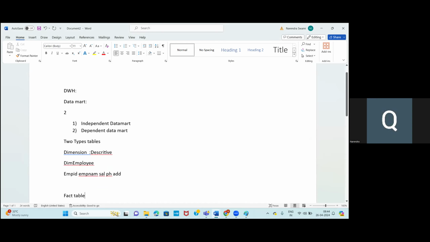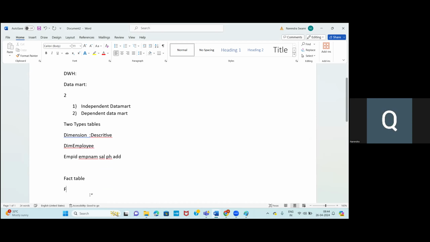Okay, so that is what a dim employee is: the dimension table which has these columns. Where it comes to the fact table, it has the keys, and keys are the measures and facts. Okay, so the fact table has dimension keys.